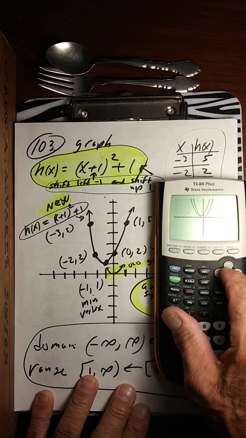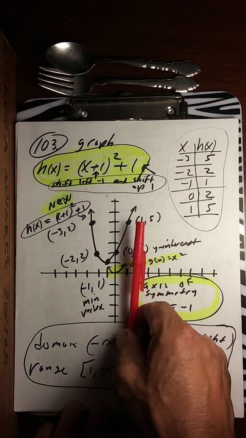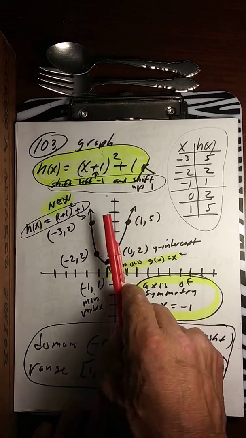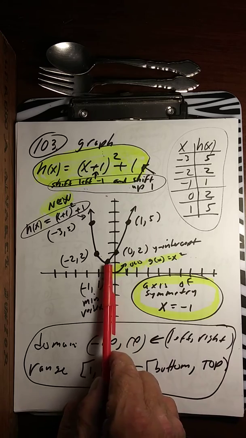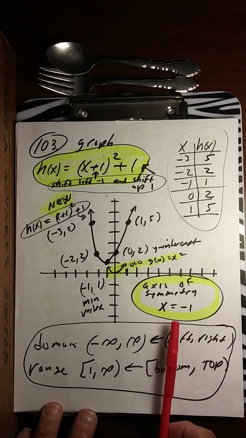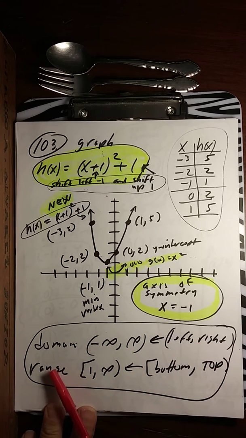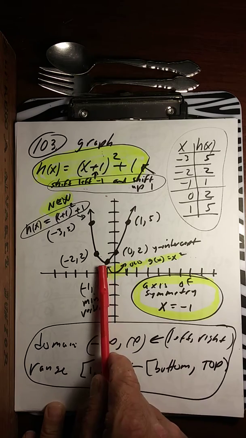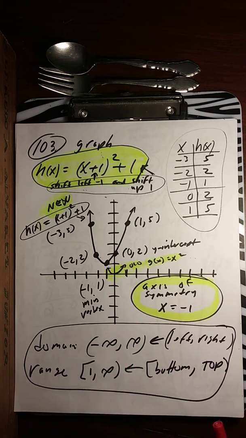So you can use trace again to get some numbers if you want. So now it's going to go to the left, up 1, and axis of symmetry is x equals negative 1. And domain is infinity, infinity, range is from 1 to infinity. Also the vertex is right there. It's also a minimum. That's the vertex right there.